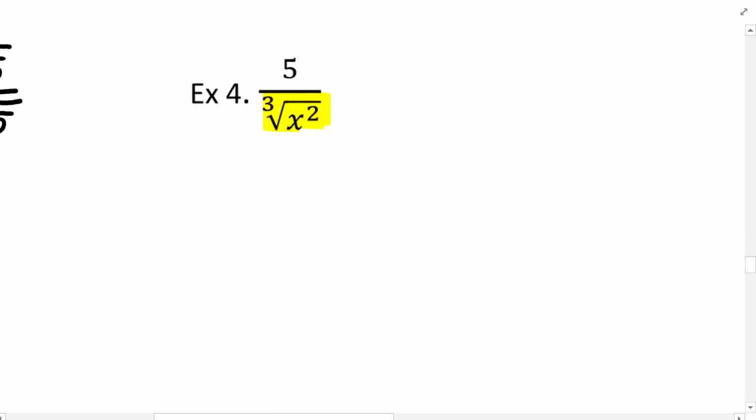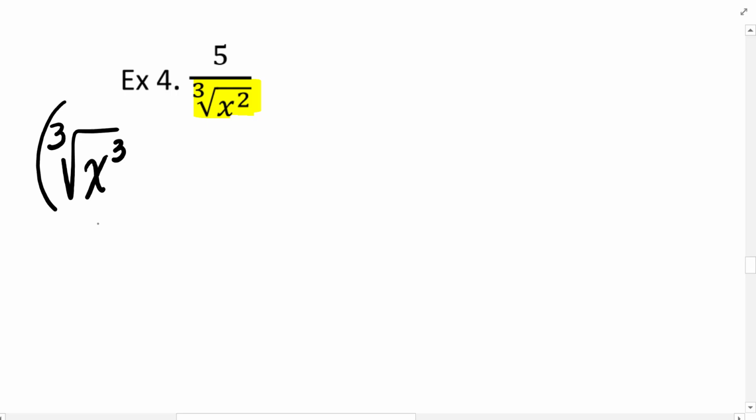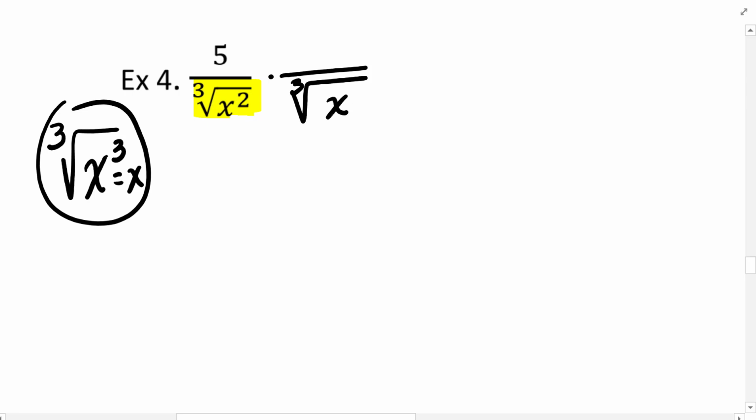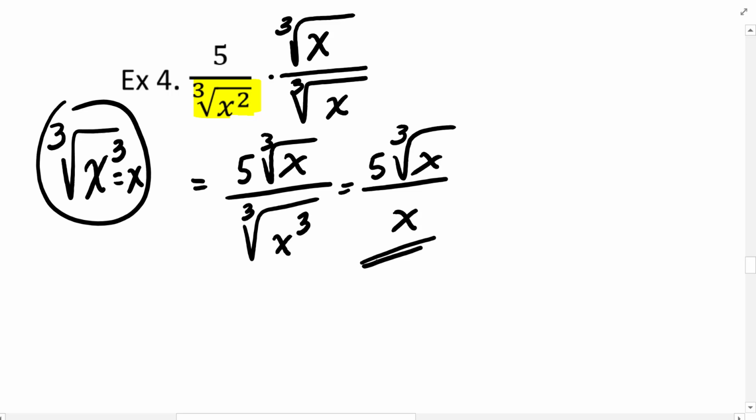Let's take a look at example 4. So example 4, we have 5 over cube root of x squared. So again, because it's cube root, my goal is to have cube root of x to the third, because that is actually x. So we will have to multiply the fraction by cube root of x, because x to the second times x is x to the third. So we multiply by cube root of x over cube root of x, which means 5 cube root of x over cube root of x to the third. So one more step, 5 cube root of x over x. No more radical at the denominator.